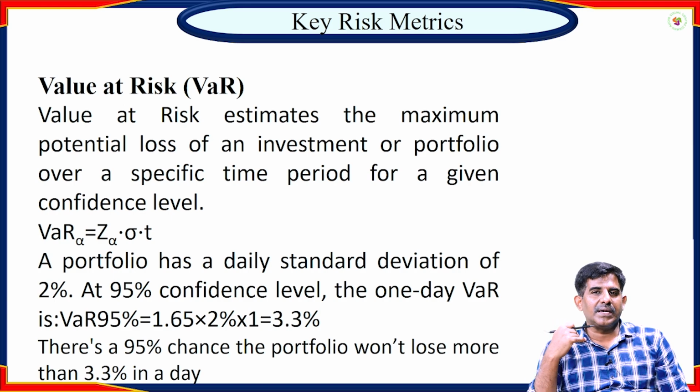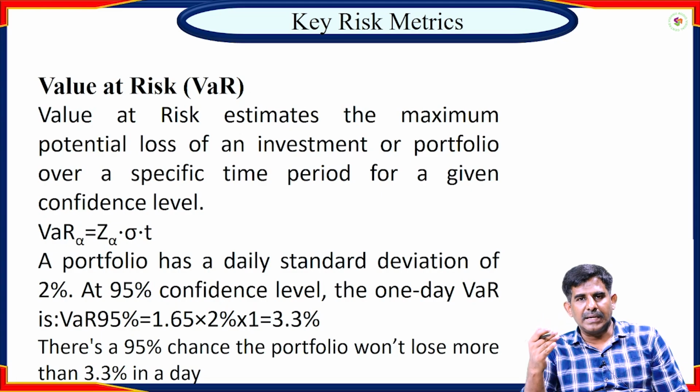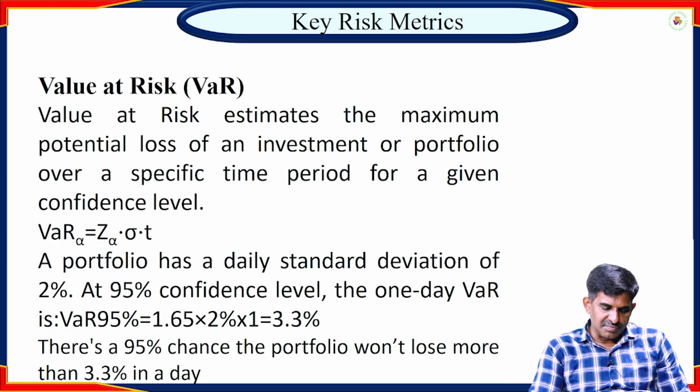Now what is it that we have to understand from this? That is very important. There is a 95% chance that the portfolio will not lose more than 3.3% in a day. That's called VAR. It says with how much probability we can tell that in the coming 1 day or 2 days or 3 days, the maximum loss you are going to get, here it is 3.3% of your entire portfolio. So that is called VAR.